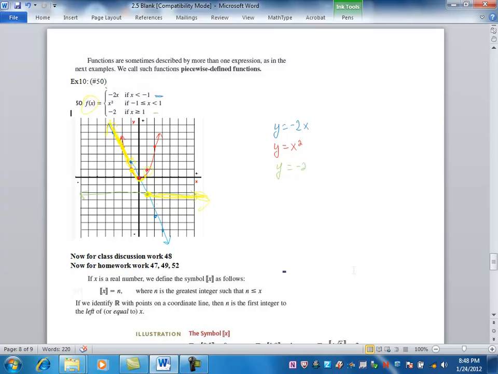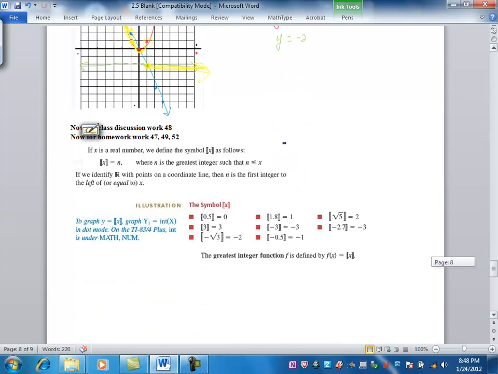Now, let's get ready to look at a function that may very well be totally brand new to you, and that is the greatest integer function. If x is a real number, we define this symbol as follows. The greatest integer of x equals n, where n is the greatest integer such that n is less than or equal to x. So let's think about a couple things here first, and I'm going to start out by looking at a number line because I think that will be perhaps the easiest thing for us to do.